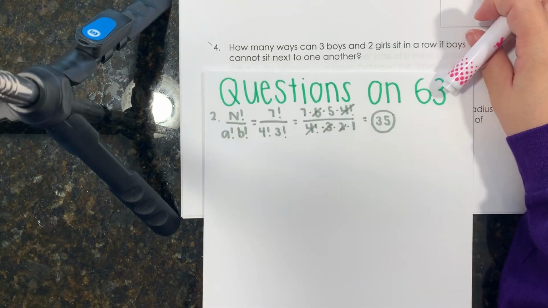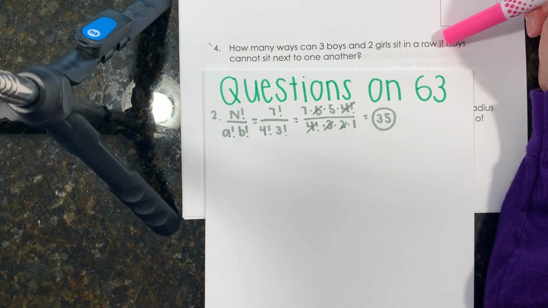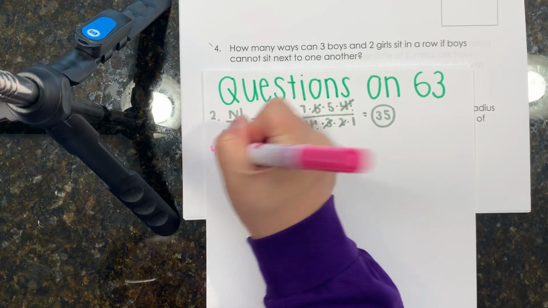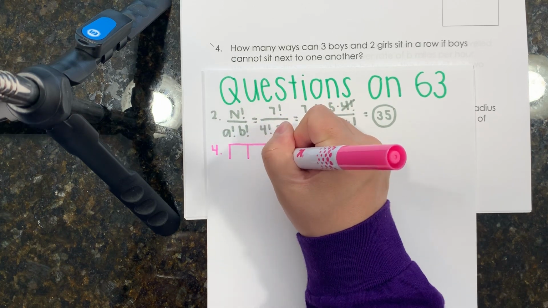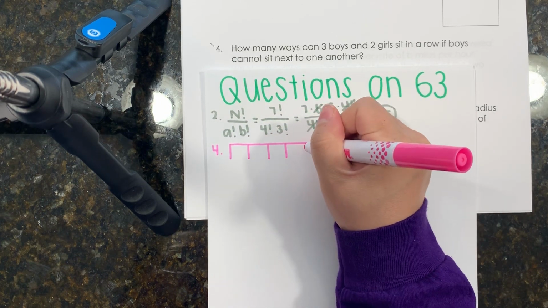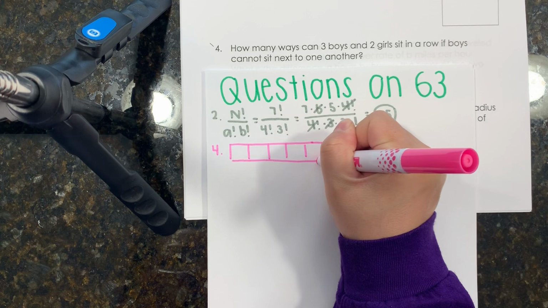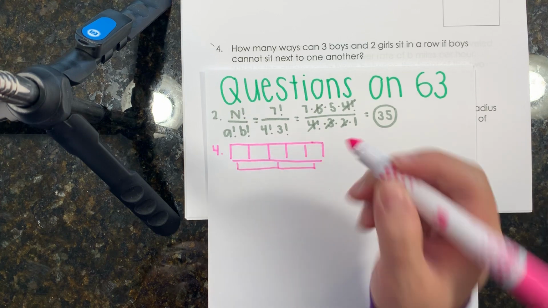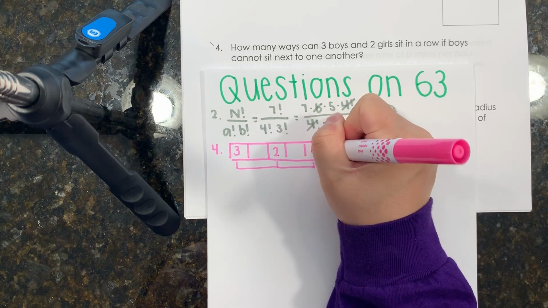Next, we're going to look at number 4. That says, how many ways can 3 boys and 2 girls sit in a row if boys cannot sit next to one another? So for number 4, five boxes, and we have to identify where all the boys are going to sit, which would be all of these seats because they can't sit next to each other. So we're starting with 3 boys, then 2 boys and 1 boy.